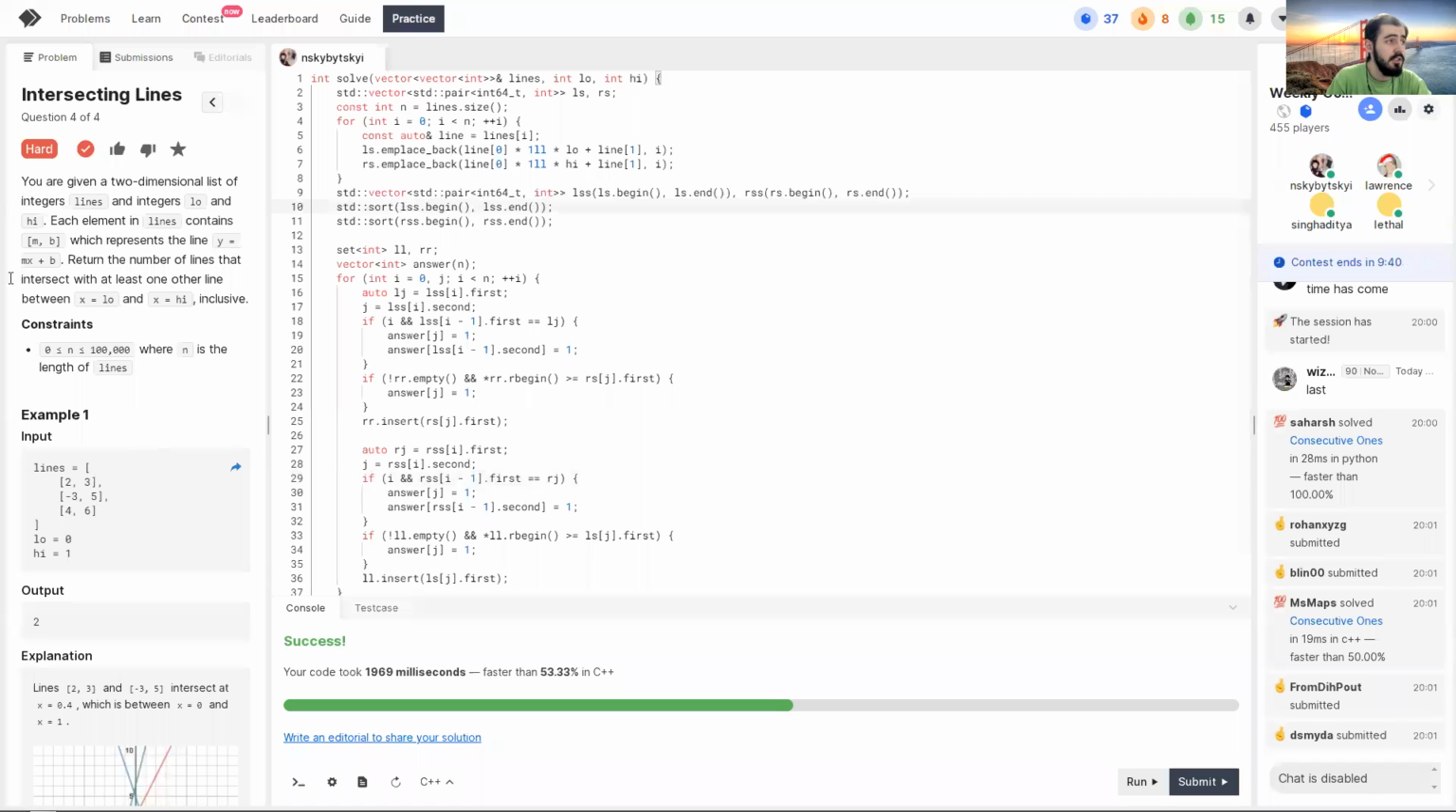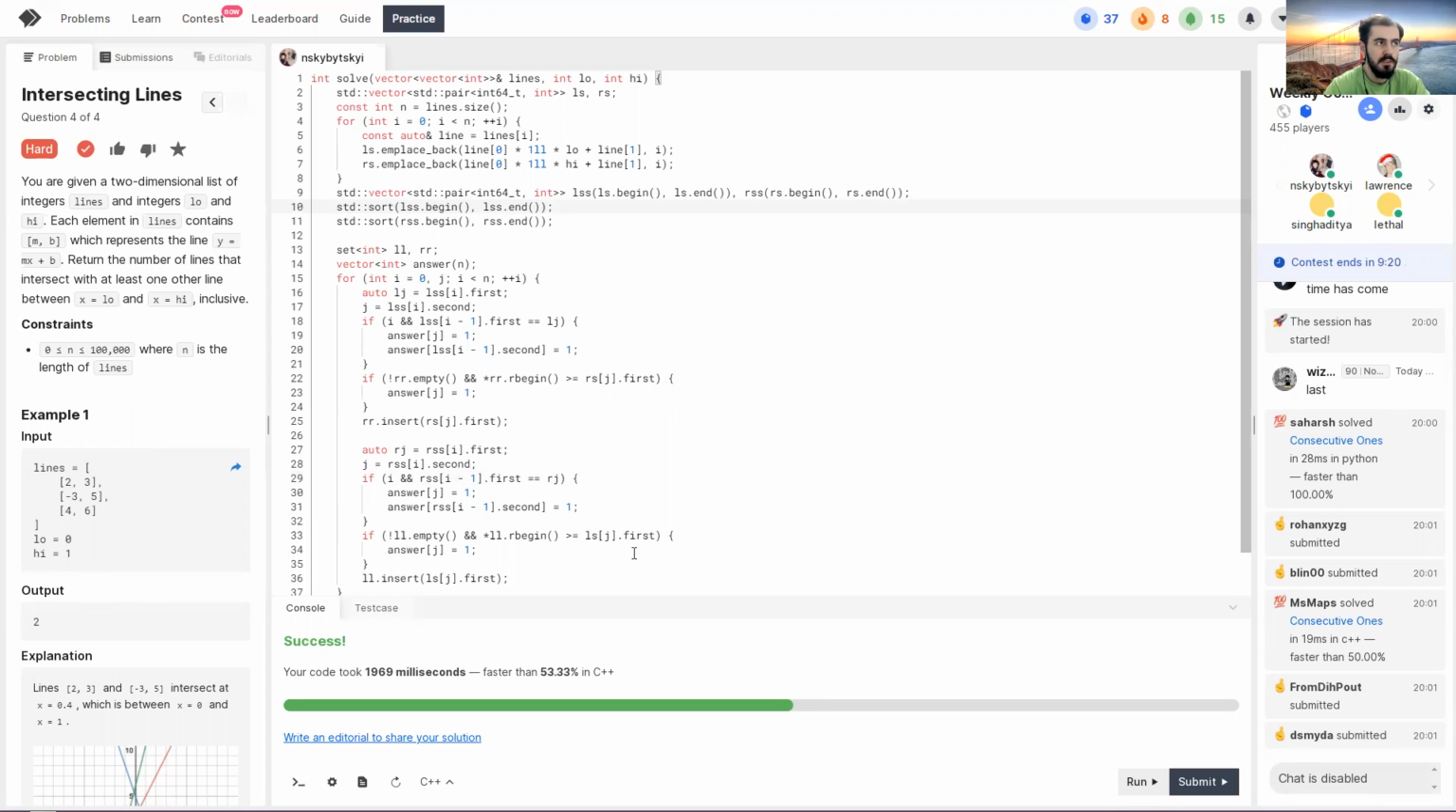I initially thought that we want to count all intersections, and the way to count is to have a set that provides the order of an element by key, and this is implemented in C++ on GCC specifically.